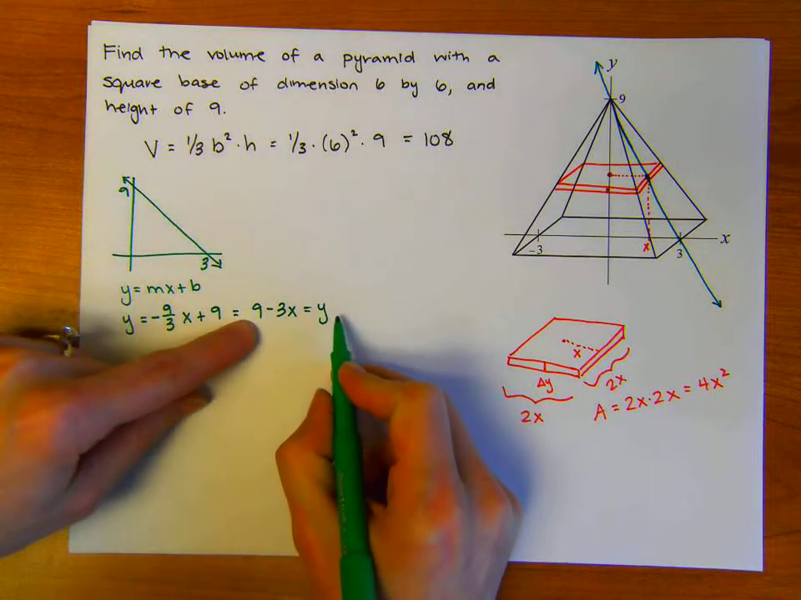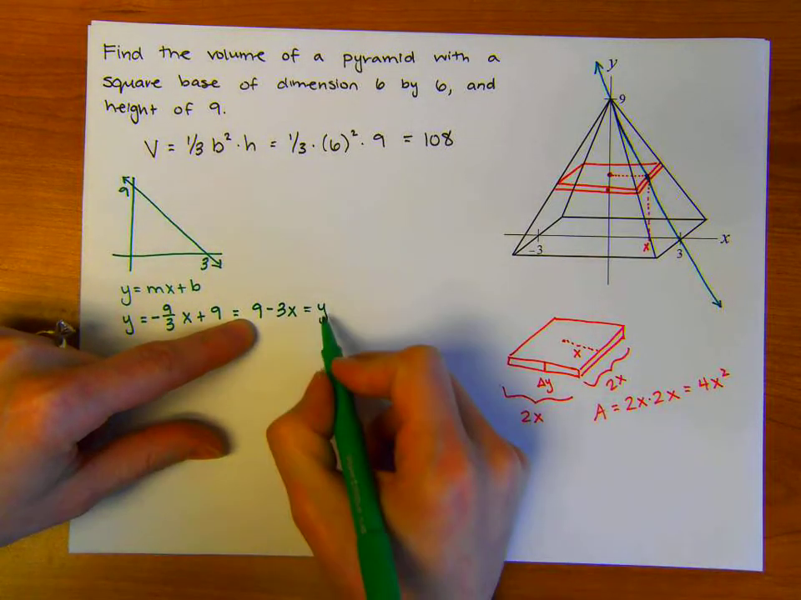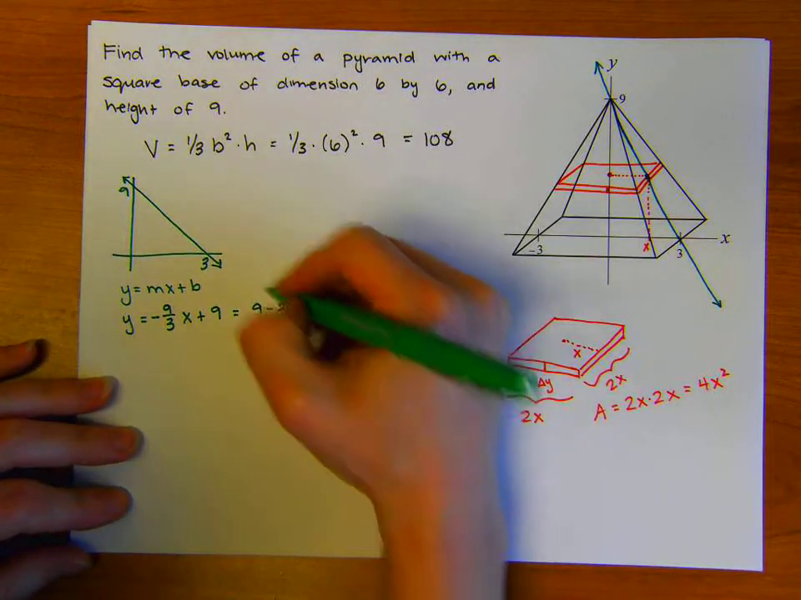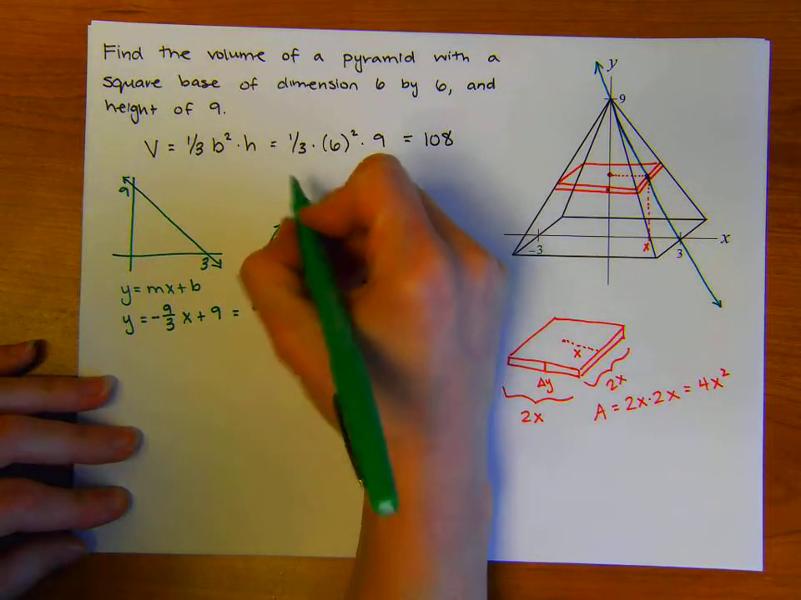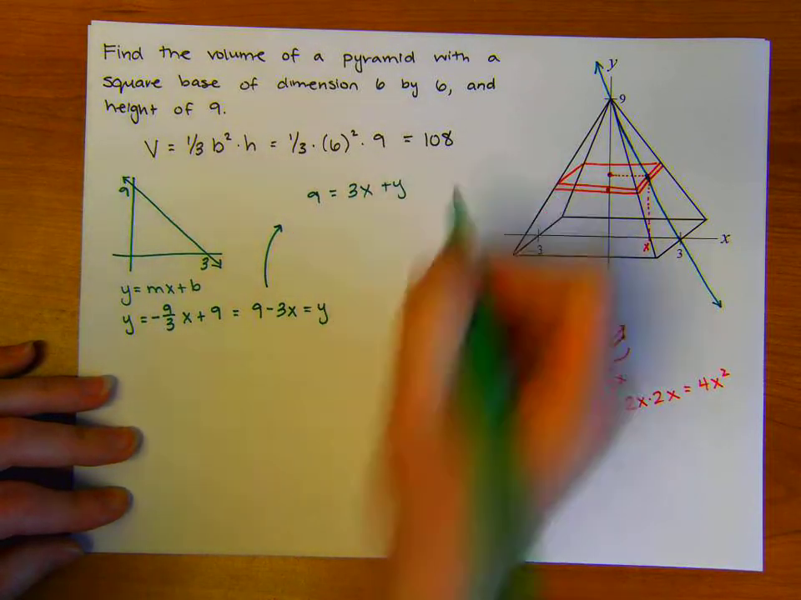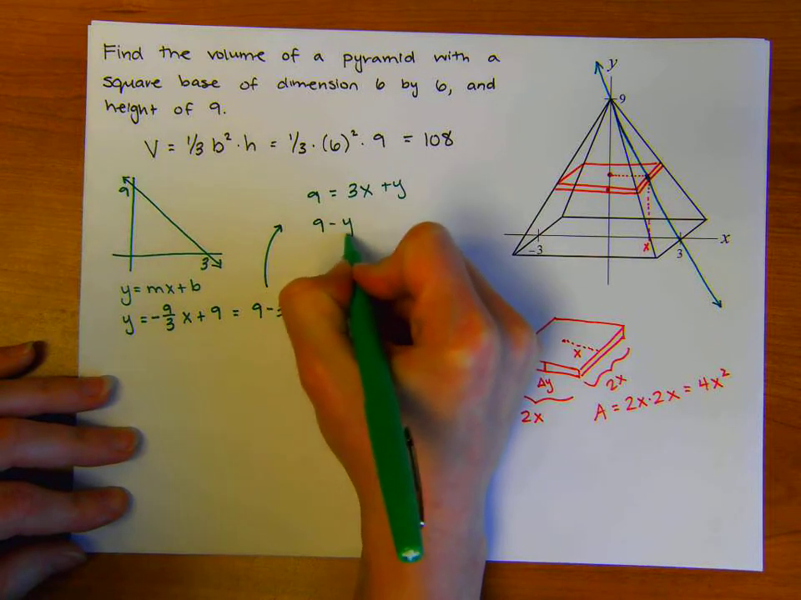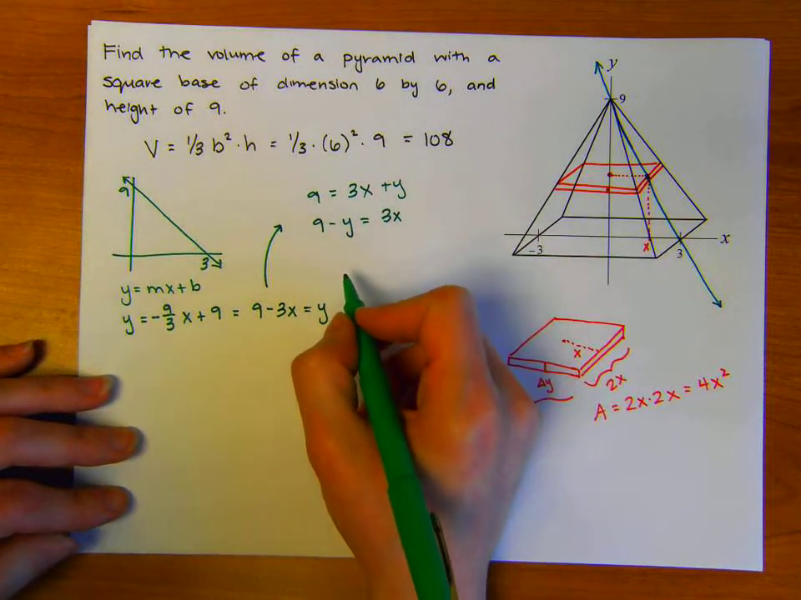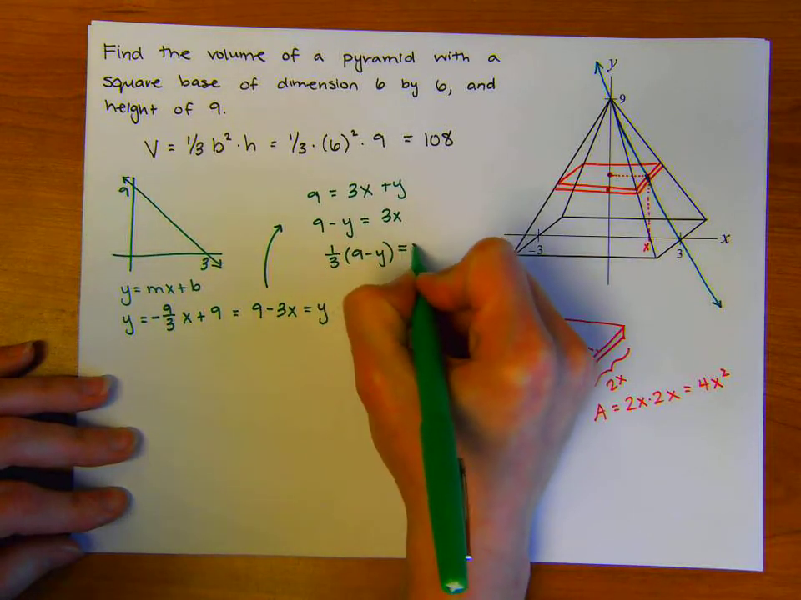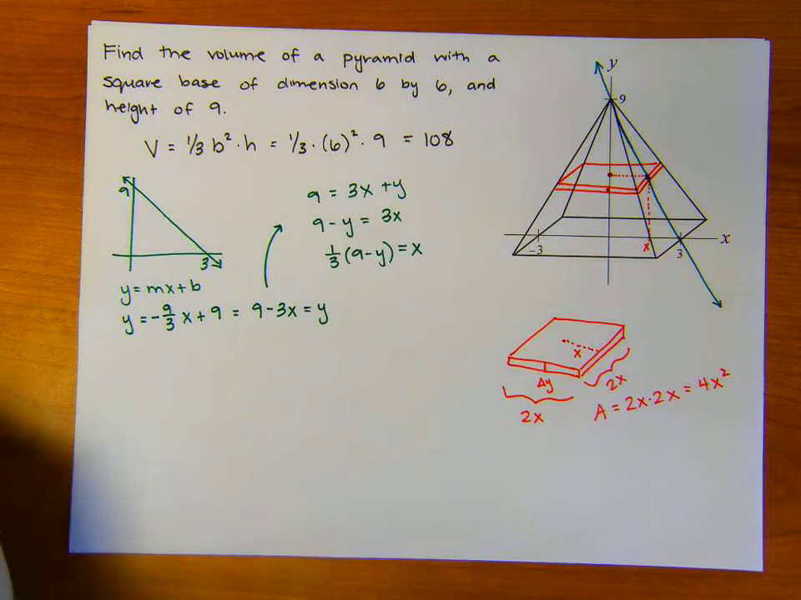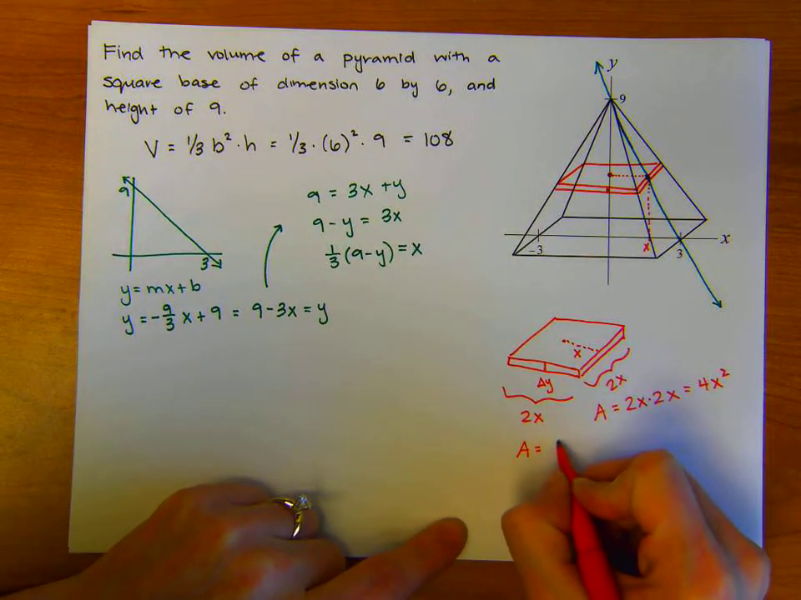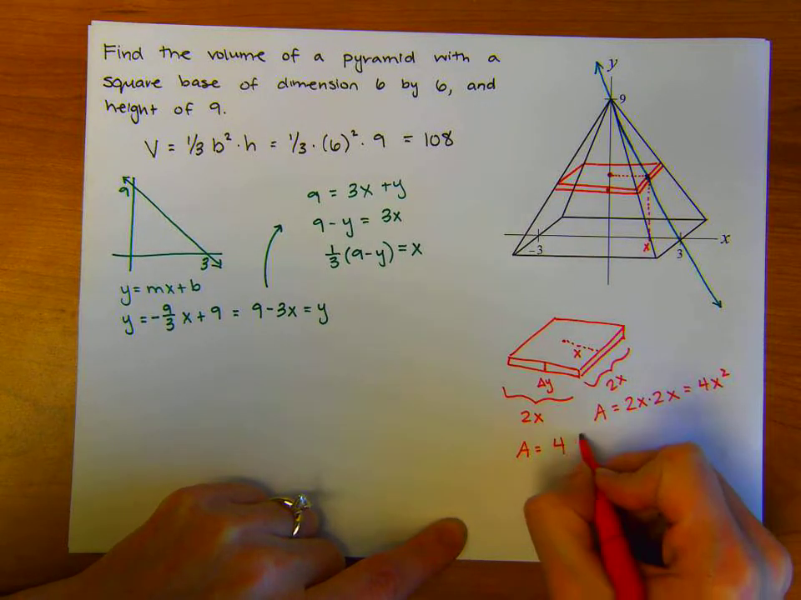I'm going to write it this way, this one here. That means if I solve this for x, I can replace this x with something in terms of y. So let's do that. Bring that up here. I'm going to add the 3x to the other side and subtract the y to the other side. Then we can divide both sides by 3, or think about taking 1/3 from both sides. Okay, so that means the area of the cross-section is going to be 4x squared.